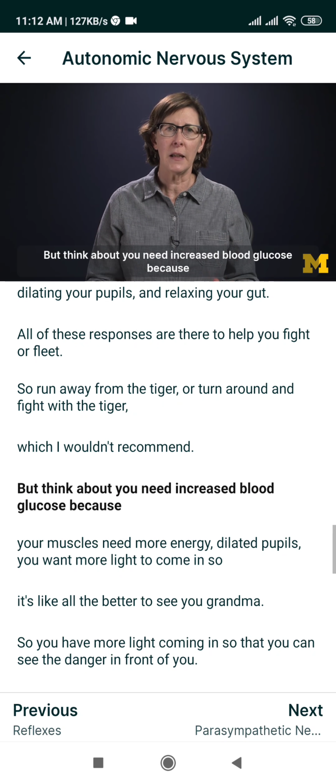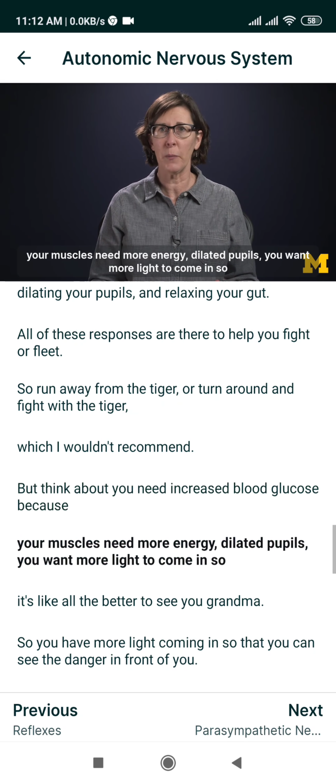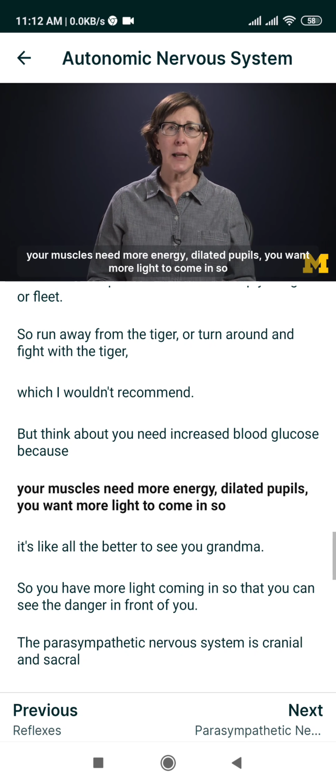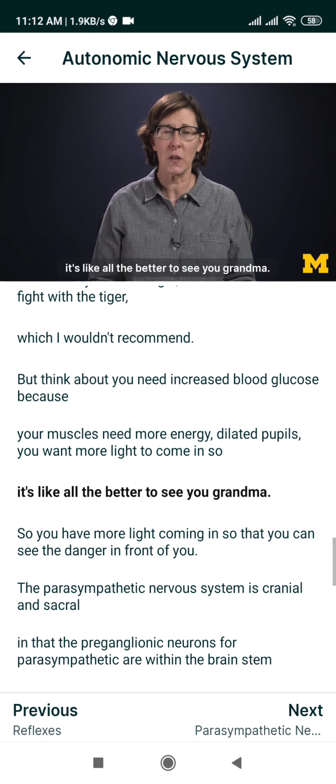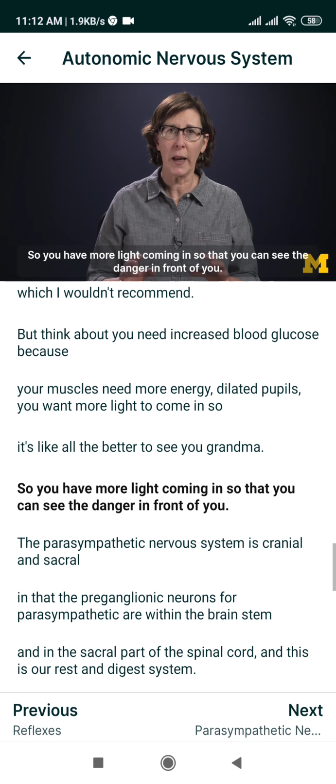But think about it: you need increased blood glucose because your muscles need more energy, and dilated pupils, you want more light to come in, so it's like all the better to see you, Grandma. So you have more light coming in so that you can see the danger in front of you.